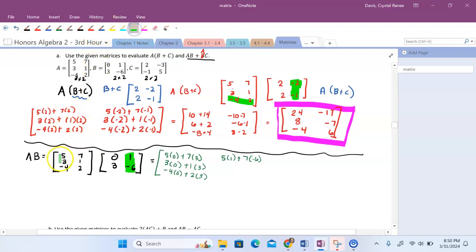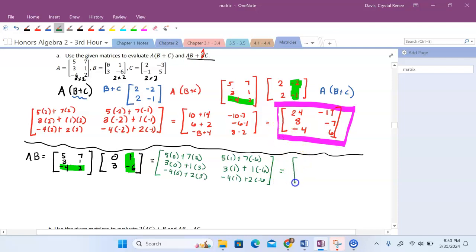And then I have my second row, which is going to be 3 times 1 plus 1 times negative 6. And then I have my last row of my first matrix, which is negative 4 times 1 plus 2 times negative 6.